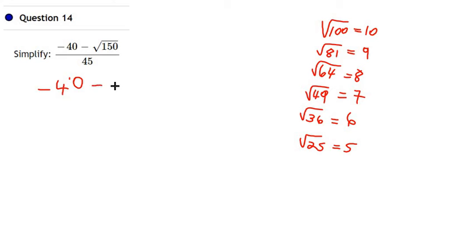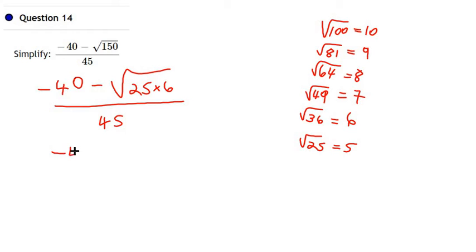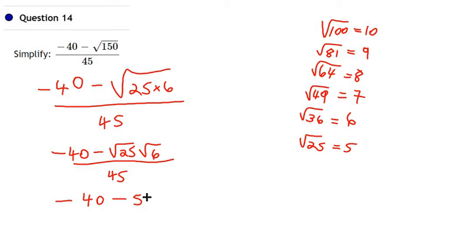So I'm going to break that up into the square root of 25 times 6, because 25 times 6 would give me 150 if I multiply them. So 25 times 6, and this is still divided by 45. And then I'm going to break that up into two radicals. So it's going to be the square root of 25 times the square root of 6 all over 45. And we know the square root of 25 is 5. So that's negative 40 minus 5 square roots of 6 over 45.